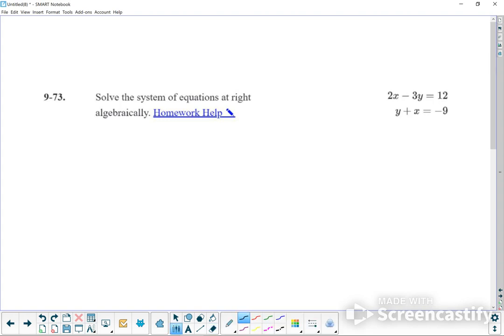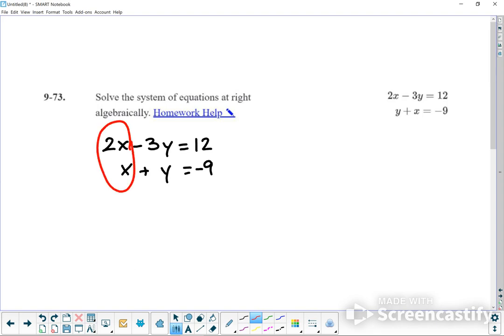So I'm going to copy the top equation down: 2x minus 3y equals 12. And the bottom equation is x plus y equals negative 9. I switched x and y around. Because these are lined up on top of each other, the x's are good and the y's are good too, so I can leave them the way they are. But I do need to get rid of one of the variables, x or y. I want to get rid of the y, so I'm going to multiply the bottom equation by 3.